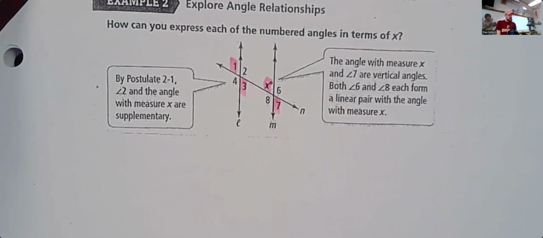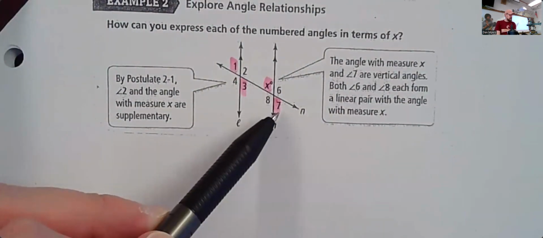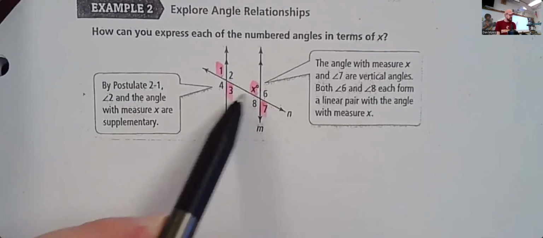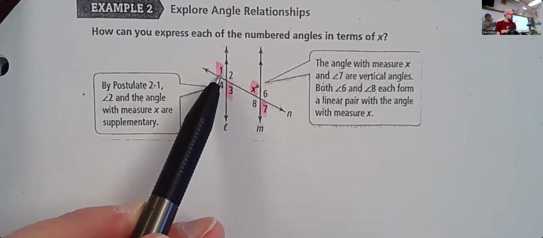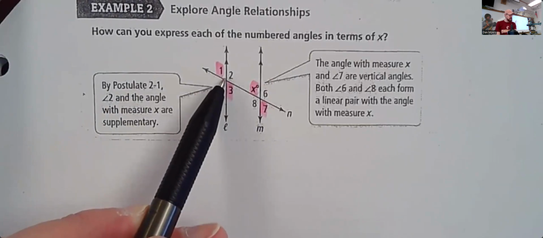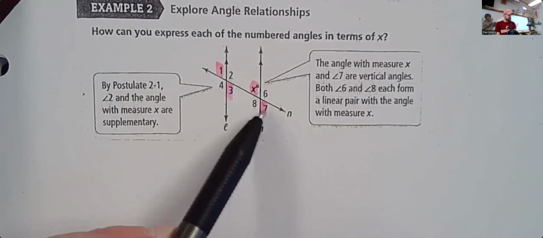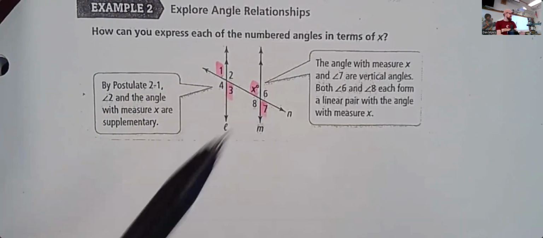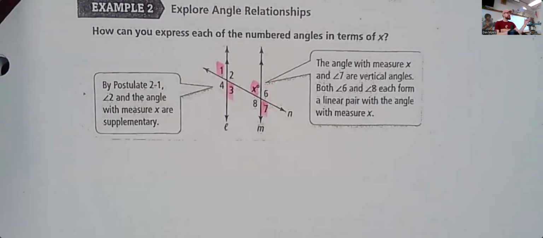You ready? X and 7 are congruent because they're vertical angles. X and 3 are congruent because they're alternate interior angles. X and 1 are congruent because they're corresponding angles. 1 and 7 are congruent because they're alternate exterior angles. 7 and 3 are congruent because they're corresponding angles. Like there's a lot of different ways. 1 and 3 are congruent because they're vertical angles. All those different relationships are happening all at the same time.